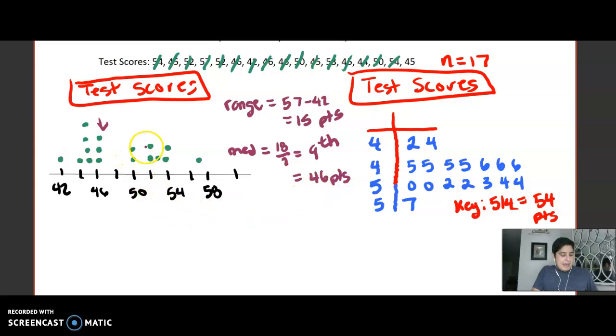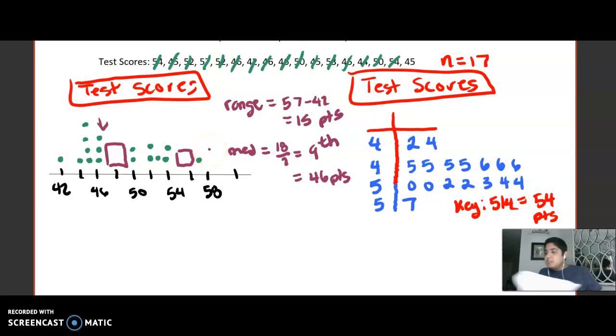And I noticed that it looks like there's a gap in between the 47 through 49 range. So I'm going to just note the gap right here. And then another gap between 55 and 56.